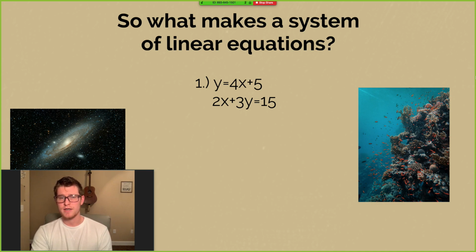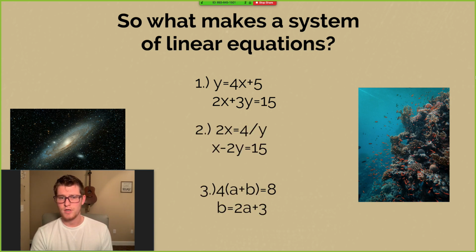So if you were taking a test and you saw a question that said something along the lines of, solve the following system of linear equations, and then it gave an example such as this one, y equals 4x plus 5, and 2x plus 3y equals 15. Or number 2, number 3, those are all systems of linear equations, okay?